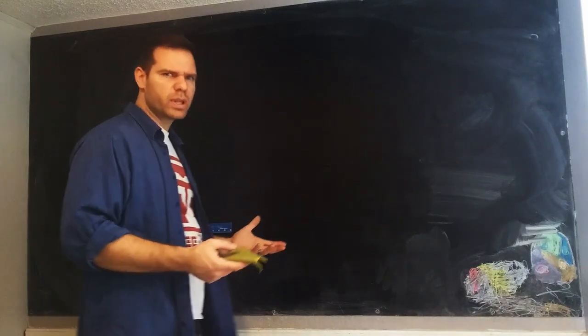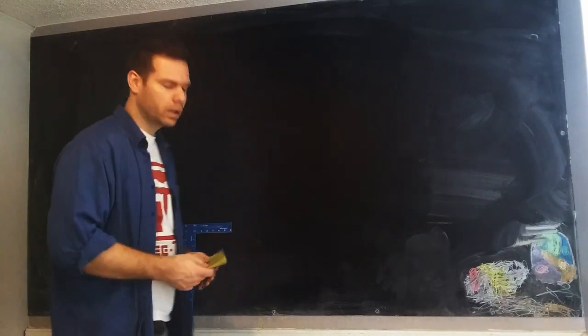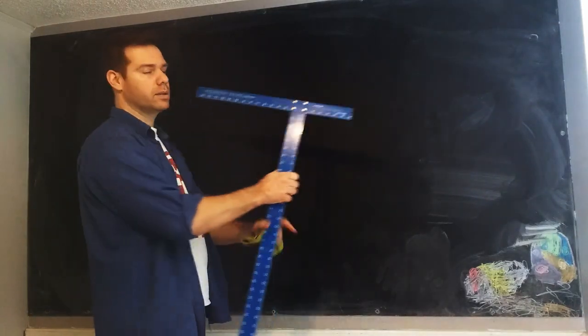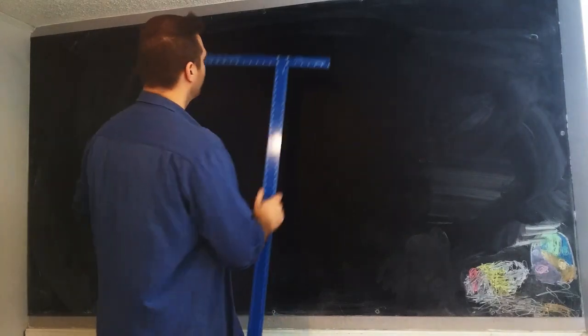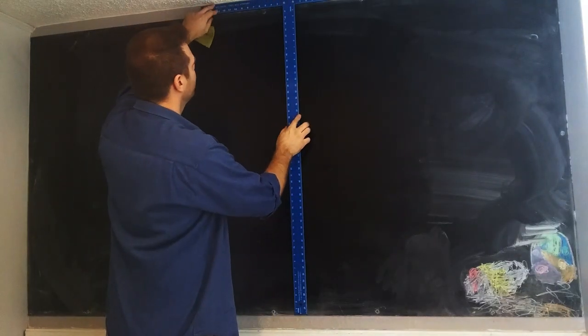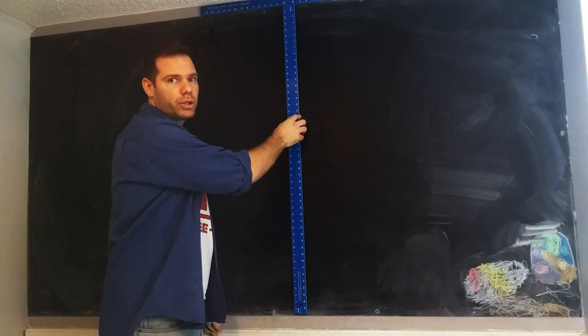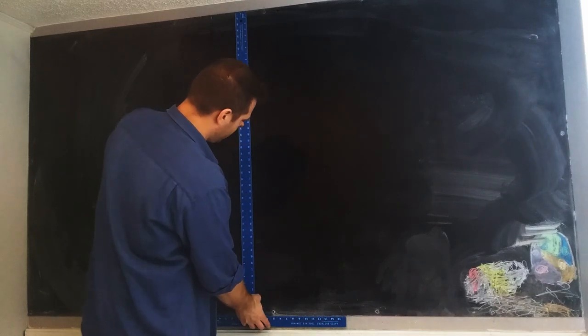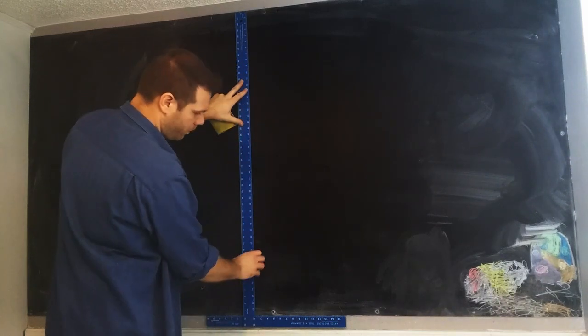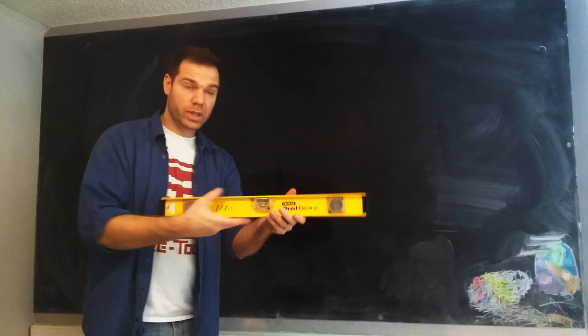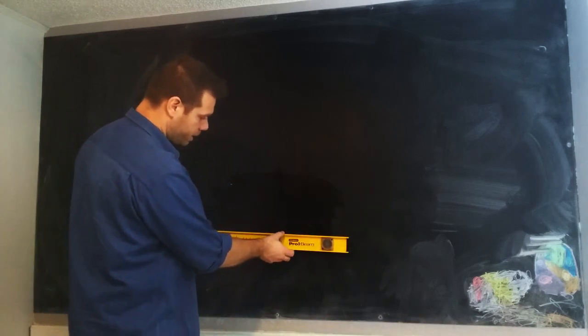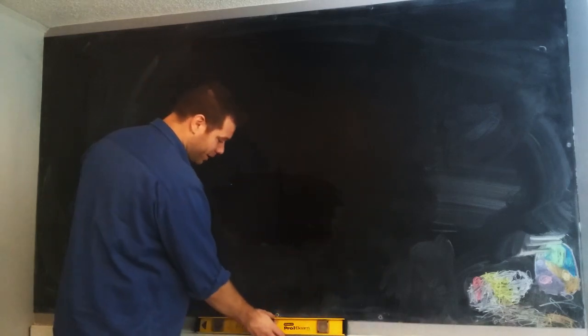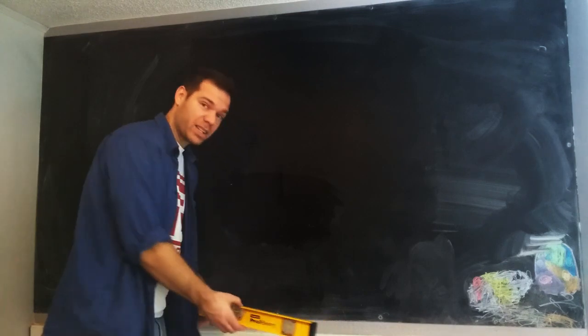I have a few tools that I'll use to lay out the chalkboard. This is a drywall square, so I can line it up with the top of the chalkboard or with the bottom of the chalkboard, and get measurements from there. I'll also use a level, check to see it's level. I do know that this chalkboard is level because I installed it and I made sure it was when I did.